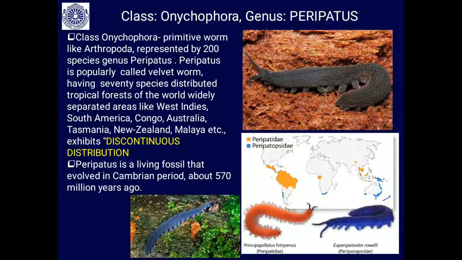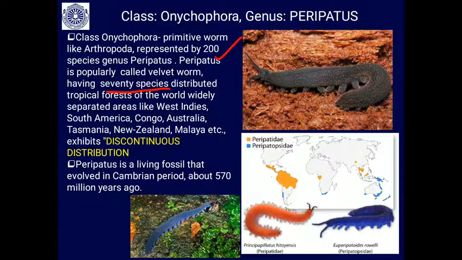Peripatus belongs to the phylum Arthropoda, class Onychophora. It's a very primitive worm, and it is represented by 200 species, genus Peripatus. Peripatus is popularly called velvet worm. There is one wrong thing mentioned here. It's not 70 species; the right one is that it comprises 200 species and is distributed in tropical forests of the world, in widely separated areas like West Indies, South America, Congo, Australia, Tasmania, New Zealand.